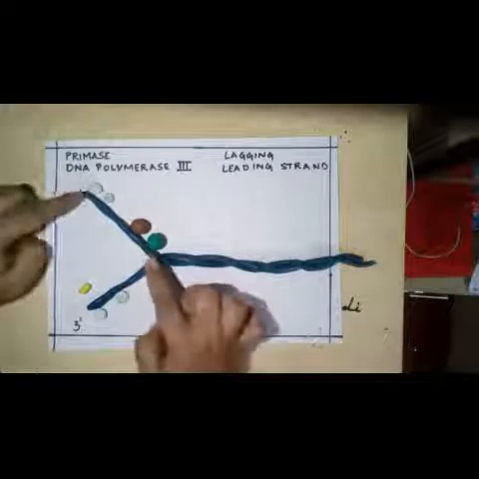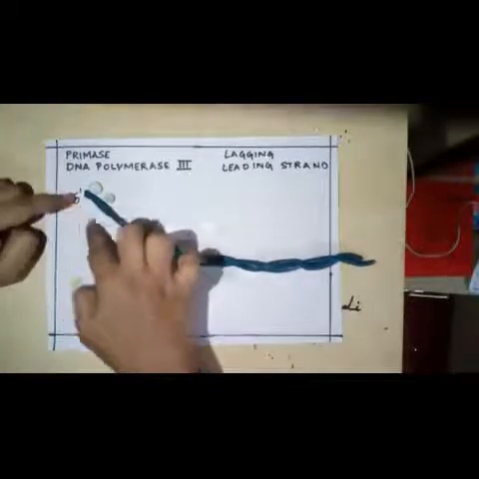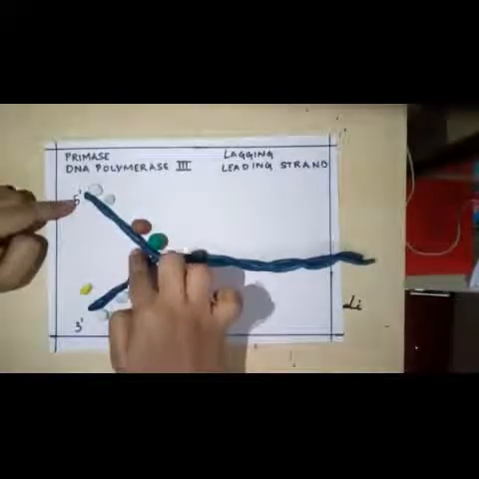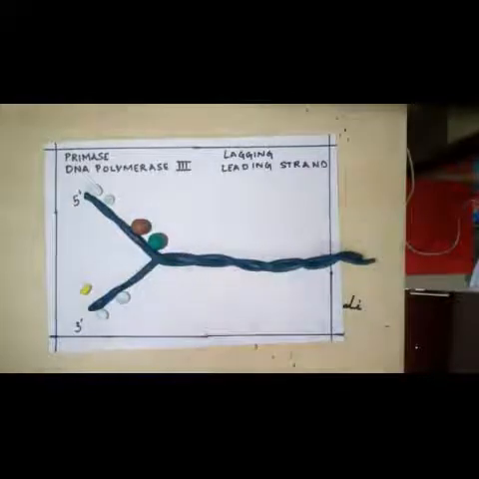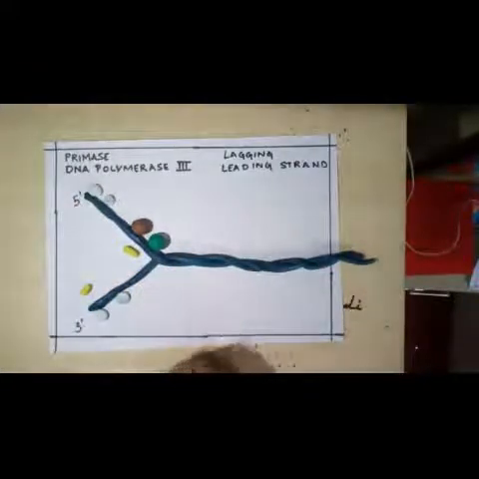But for this particular strand, the 5' end is on this side. So obviously, the new strand that is going to be synthesized here will have the 3' end and the 5' end will lie towards this end. So the RNA primer is located somewhere over here. After the RNA primer comes in, the next molecule that comes into play is the DNA polymerase.